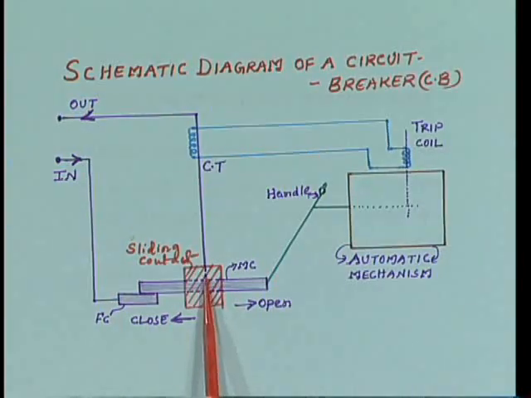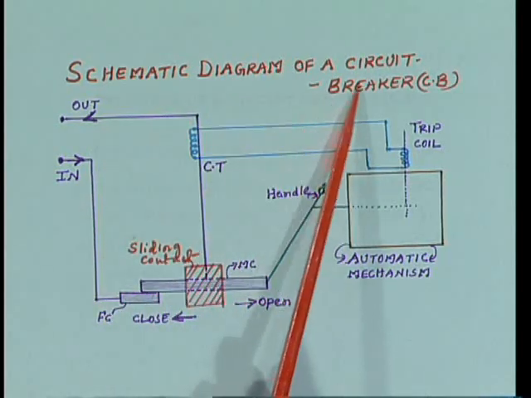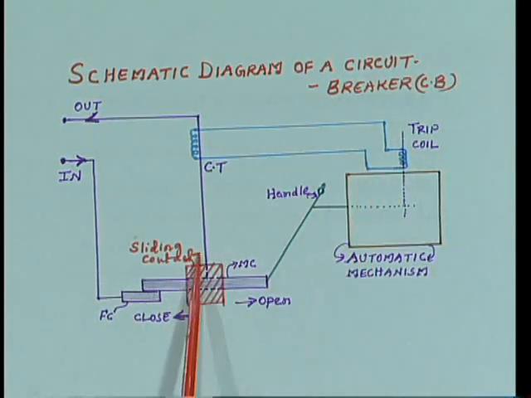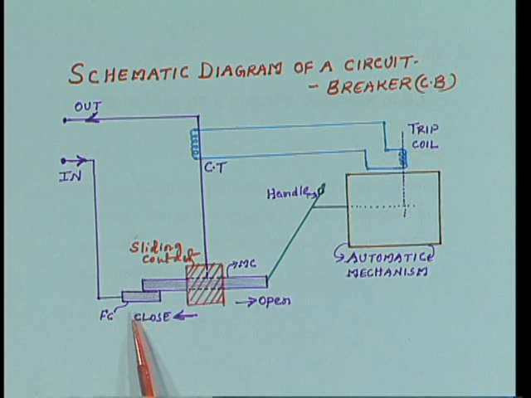Let us see the schematic diagram of the circuit breaker. This is the schematic diagram of the circuit breaker. In a circuit breaker, you will have two contacts. This is the fixed contact, the bottom one. This is the moving contact.